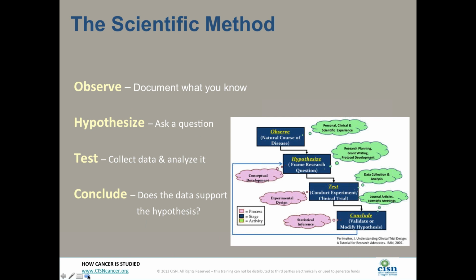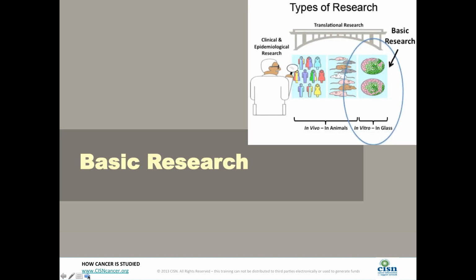So what is the scientific method? We talked about this a little bit before, so this is a review for some of you. But essentially, it's followed in every single one of those little arrows, whether it's basic, translational, clinical, or epidemiologist. It's a method for finding an answer. You begin by observation, and you begin to document what you know. Then you hypothesize and ask a question. Then you test it, collect the data, and analyze it. Then you form a conclusion. And so this happens all the way through, including the clinical trial stage.